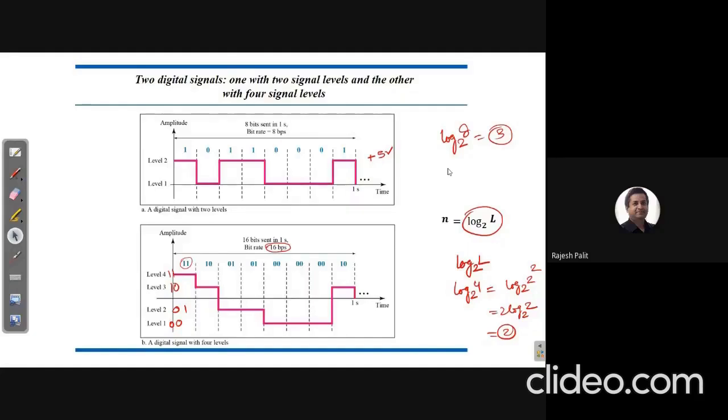Okay, but this is the formula. So if we use L number of levels, this is the number of bits required. Especially if I become more precise, it will be like this. There will be a ceiling function, log to the power L.